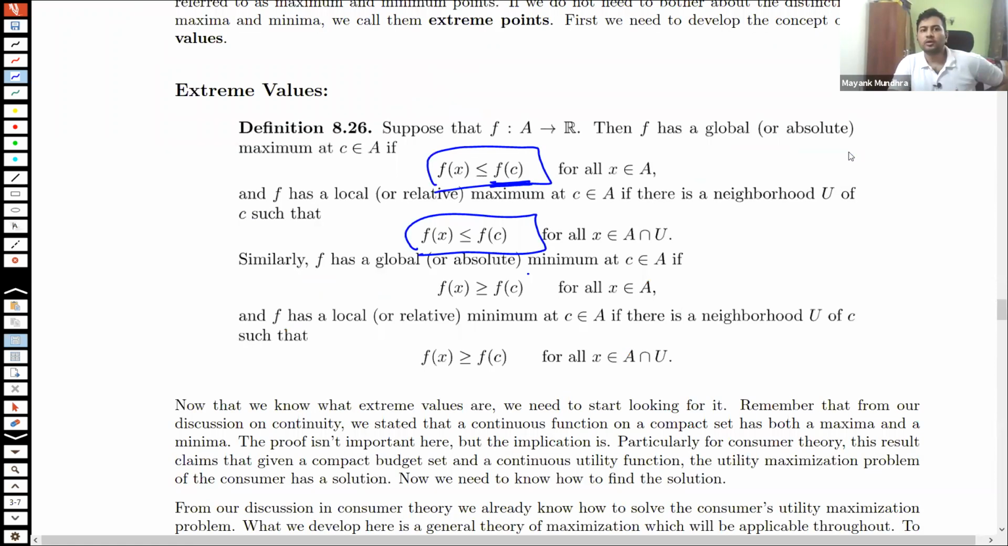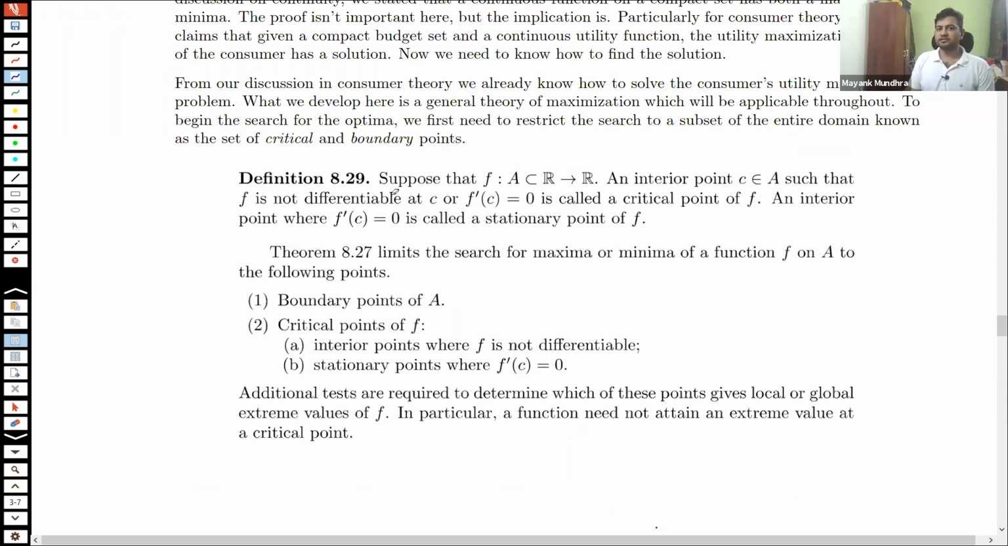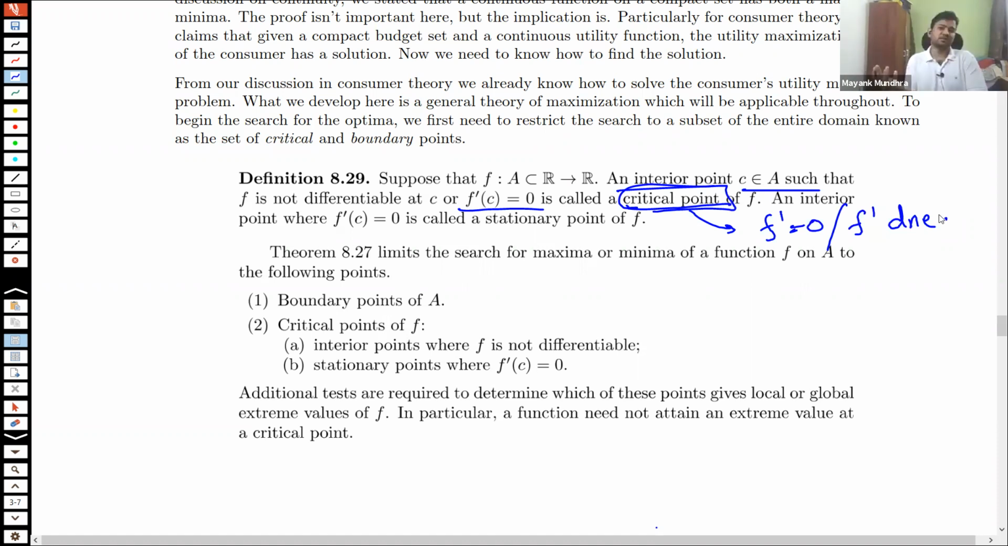So the first definition that we looked at is that an interior point c such that f is not differentiable at c or f prime of c is 0 is called a critical point. So what are critical points? Critical points are such that f prime is equal to 0 or f prime does not exist at that point. So those points are going to be your critical points. Okay, so we are going to look at the f prime function and basically try to find what the critical points are. Sometimes it will be very apparent to you by looking at the nature of the function. Sometimes you may have to do some algebra before you are able to find them.